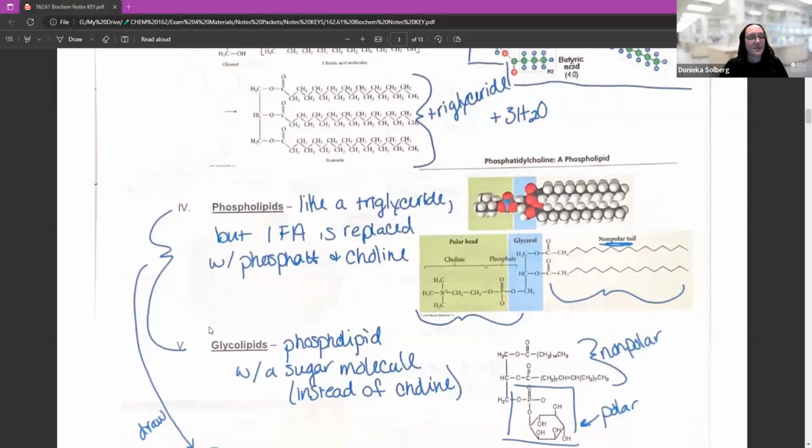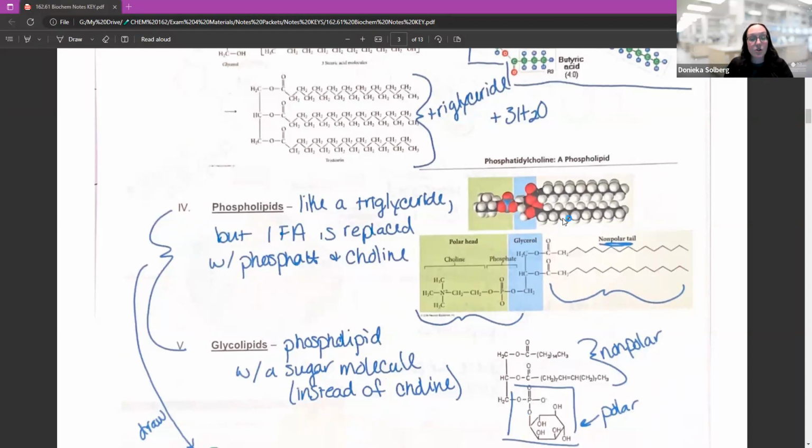So that's what a phospholipid looks like. A glycolipid is very similar in the fact that it has 2 nonpolar fatty acids, and then the 3rd group, instead of being a phosphate and a choline, it's a phosphate and a sugar molecule. Also very polar, a bunch of oxygens on there. So this is going to be its polar head.